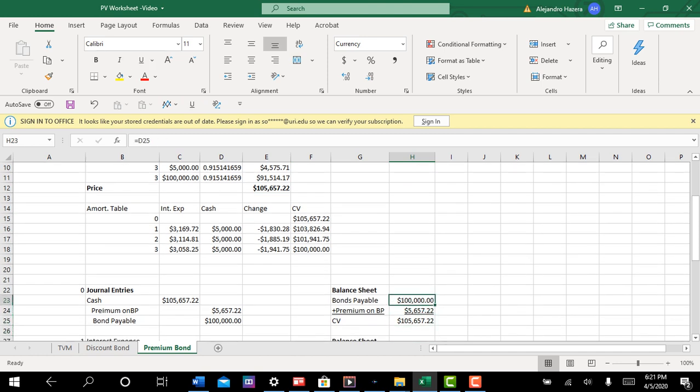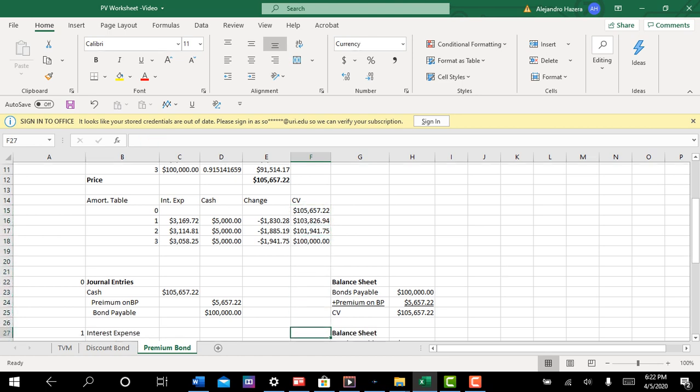So as of time period 0, your carrying value is equal to the sum of the bonds payable plus the premium, or 105,657.22. And I'll let you look at these formulas, but they're just coming from the journal entries. I don't always take them from the journal entries, but I try to. So if you take the 100,000 plus your premium, your carrying value is 105,657.22, and that's equal to the initial carrying value on your amortization table.